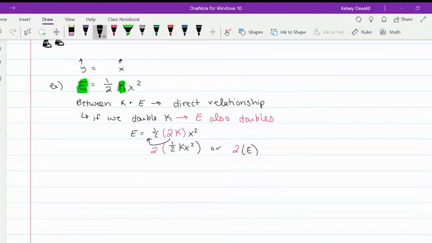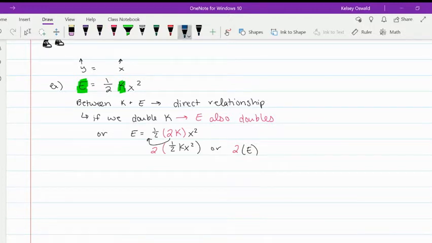Okay. So there's kind of two ways we can think about this. We can think, what kind of relationship do we have between k and e? If it's a direct relationship, whatever we do to k, the same thing will happen to our e. So if we double our value for k, that means our value for e is also going to double. Or we can plug that multiplier into our expression and see how it changes our original value.